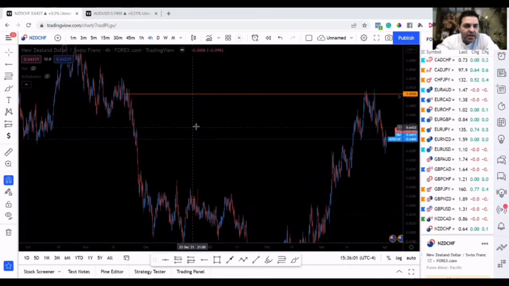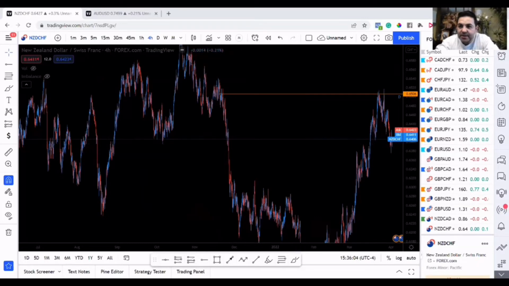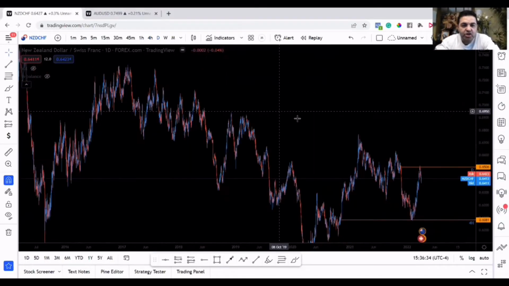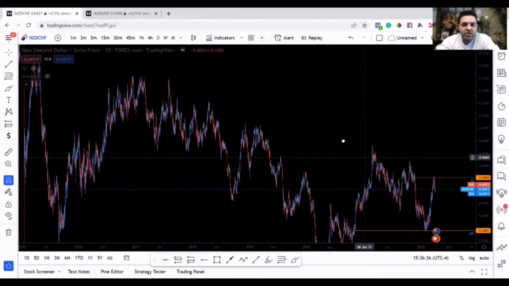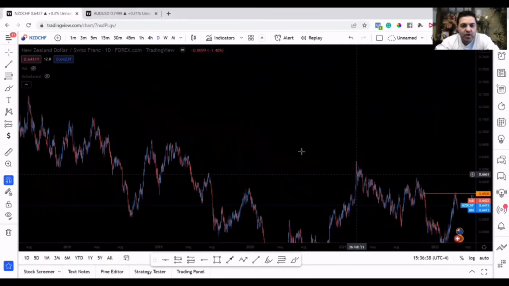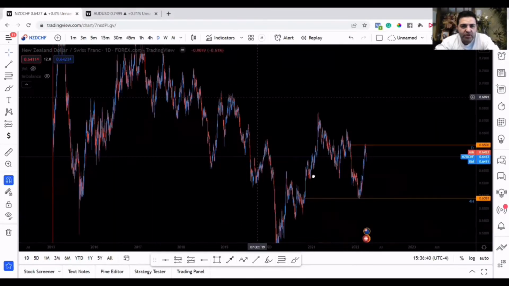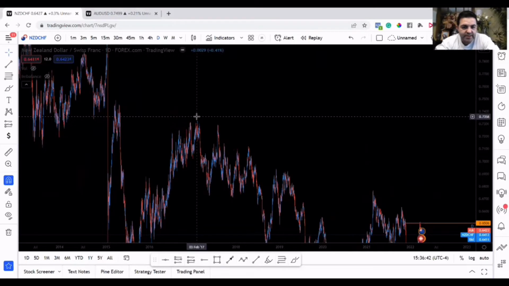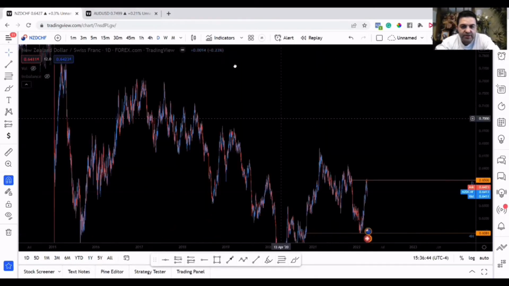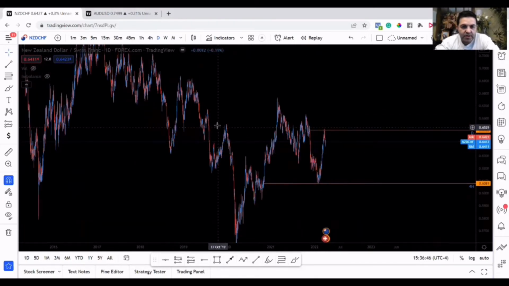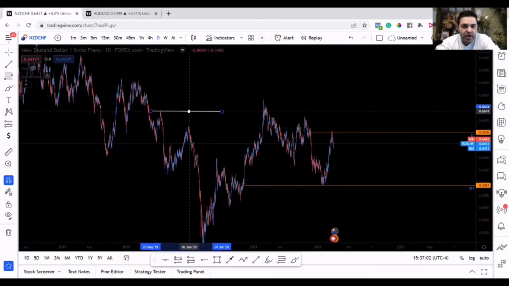NZDCHF. Now, using smart money concepts, the first thing you want to look at when you jump on a chart is the trend line. What is the chart telling you? Well, we were on this bearish movement for a while, since February 2017, up until the moment that we broke this lower high right here.